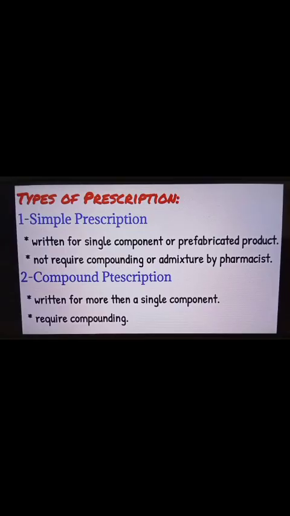It is important for you to understand the types of prescription before we move towards how a prescription must be written. The types of prescription are number 1, simple prescription, and number 2, compound prescription. The first one, simple prescription, is written for a single component of a prefabricated product not requiring compounding. The second one, compound prescription, is written for more than a single component and requires compounding.